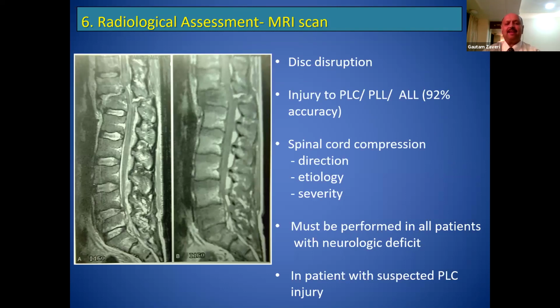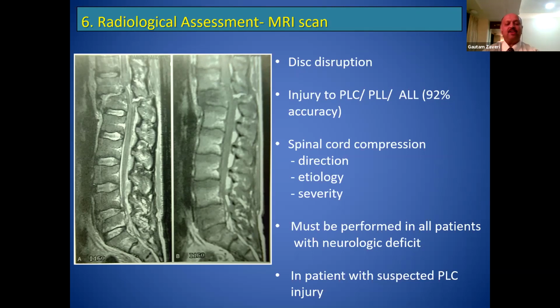The next assessment is an MRI scan. The MRI scan shows you the soft tissue extremely well. And therefore, if you want to diagnose disc disruption or disc herniation, injury to the ligamentous complex around the spine, presence of spinal cord compression, the direction, the cause of the compression, and the severity, and any intrinsic signal changes within the cord are all seen with an MRI.